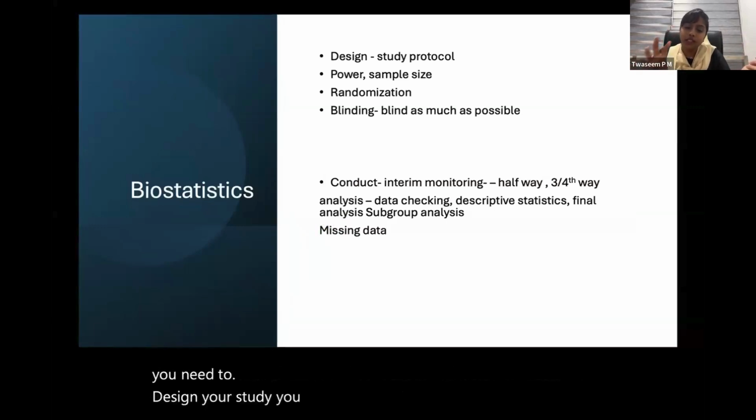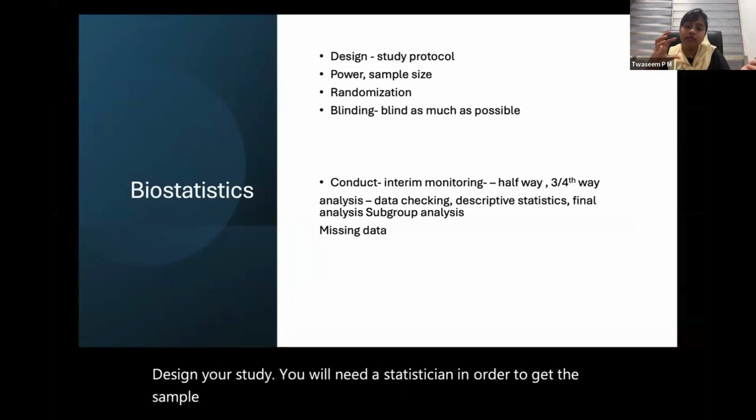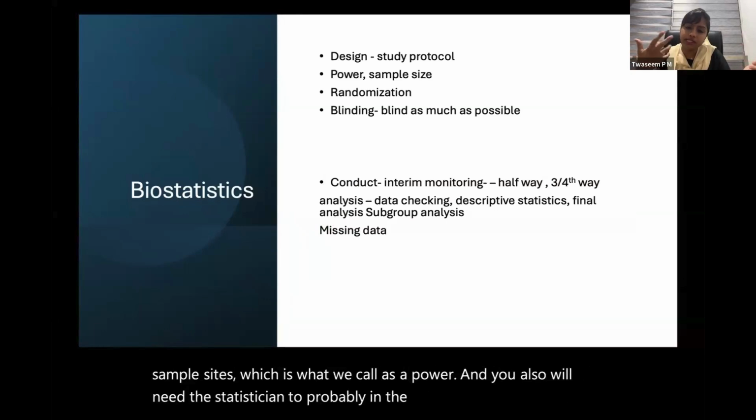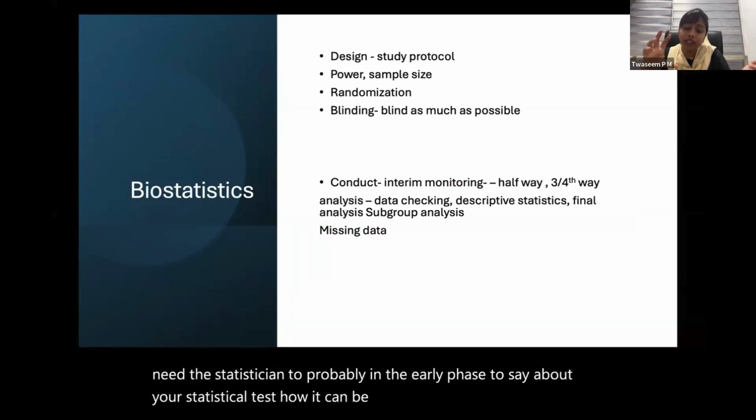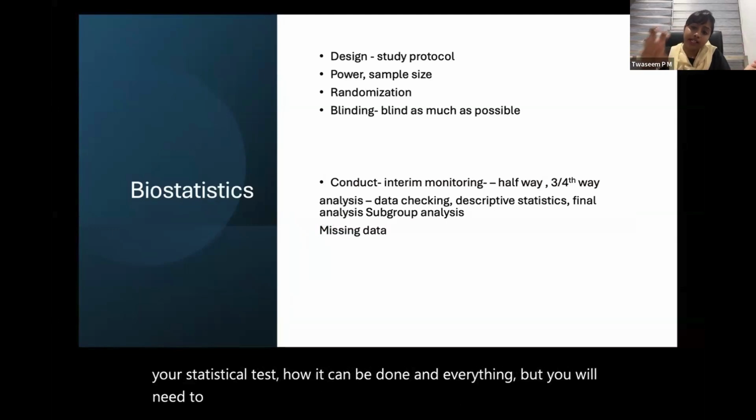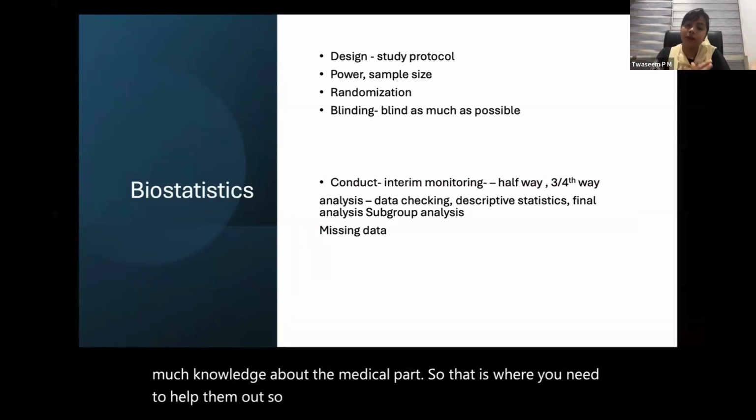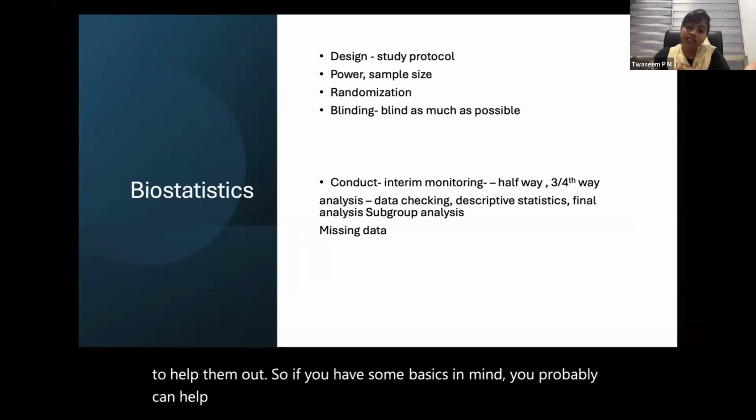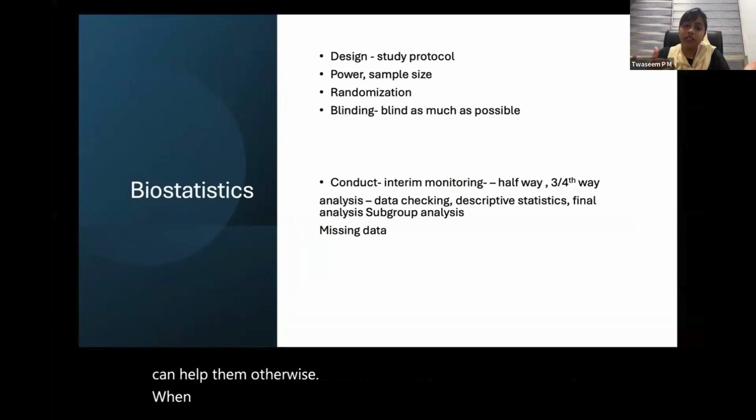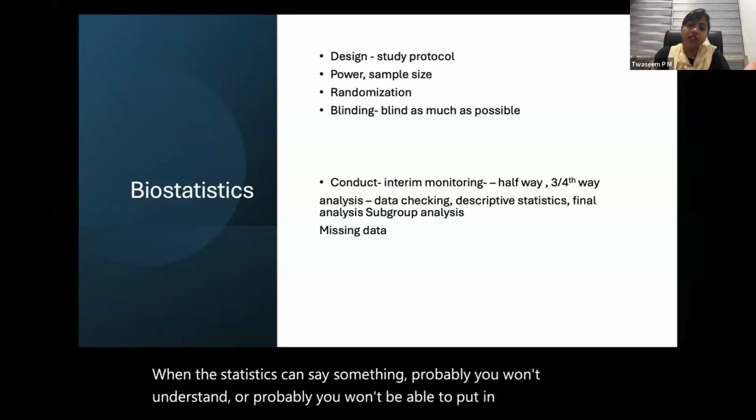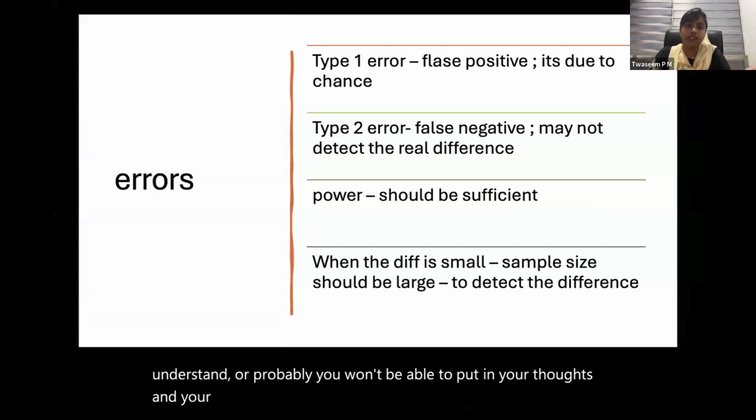You will need a statistician in order to get the sample size, which is what we call the power. You will also need the statistician in the early phase to advise on your statistical test and how it can be done. But you will need to contribute very much, because statisticians won't have much knowledge about the medical part. That is where you need to help them out. If you have some basics in mind, you probably can help them. Otherwise, when the statistician says something, you probably won't understand, or won't be able to put your thoughts and ideas into your research study.